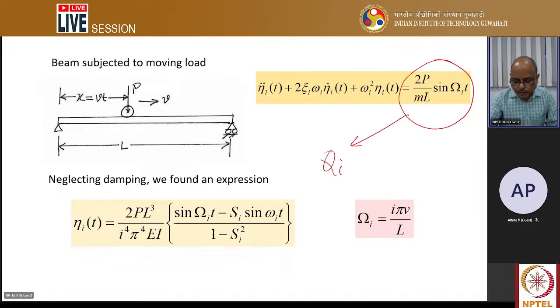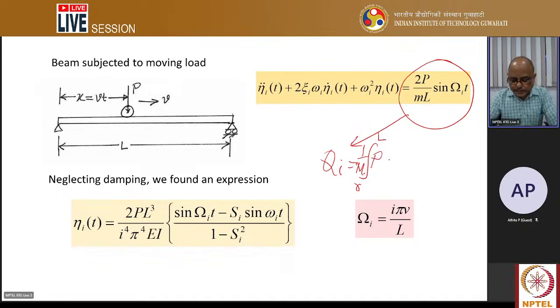So this is Qy, and it is found from this integral. Now here, for the generalized mass, we have not used the normalized mode shape. So we are keeping the generalized mass M, capital M. So integration 0 to L, and the force is P.